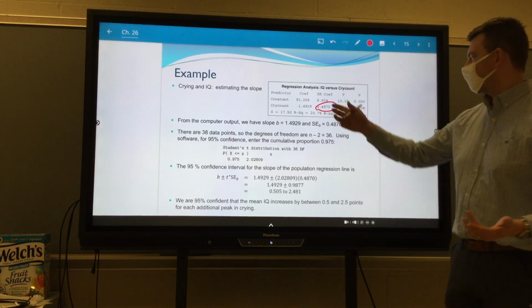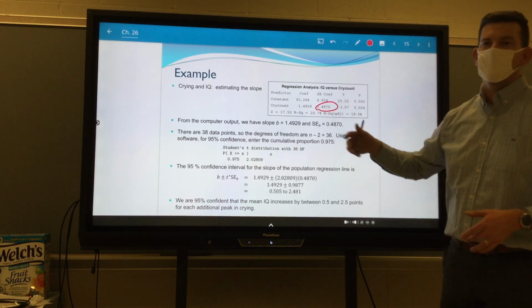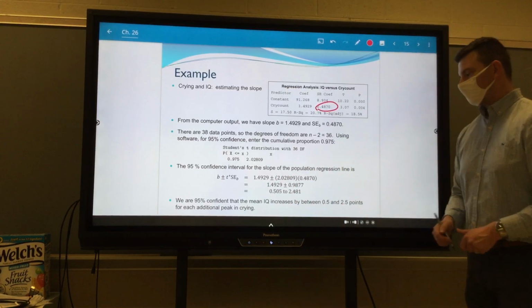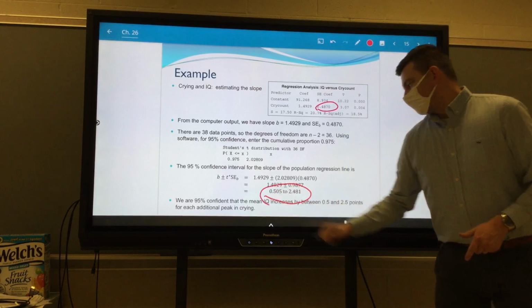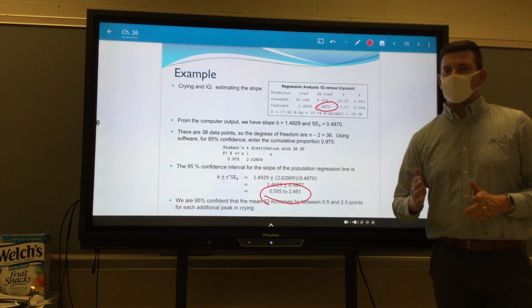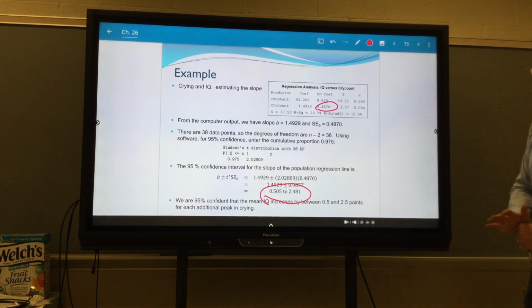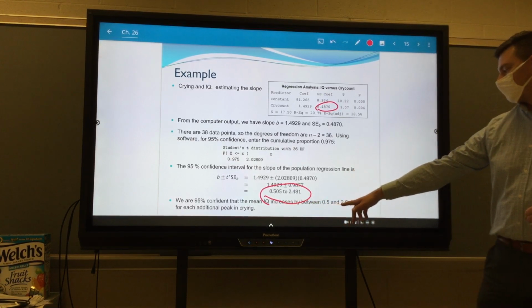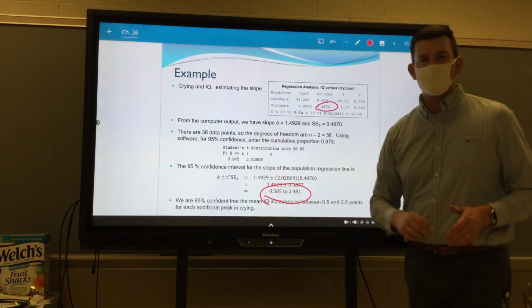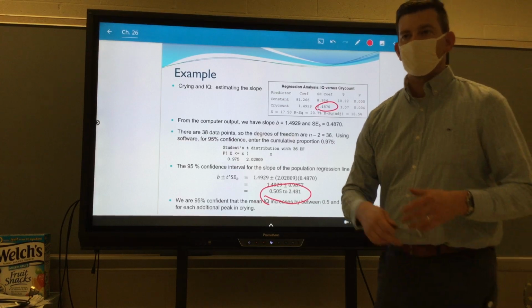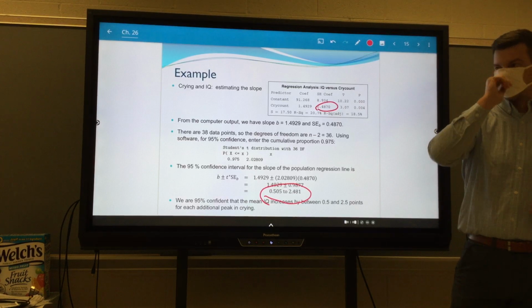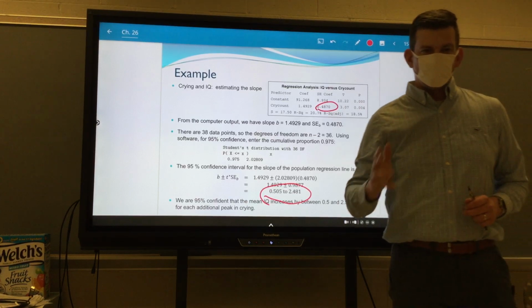Why would you do that? If you're letting technology spit this stuff out to you, you might as well let it calculate the confidence interval for you. Okay? Which is what we're going to do. Either way, get a confidence interval here about 0.5 to 2.5. We are 95% confident that the mean IQ increases between 0.5 and 2.5 points for each additional peak in crying. That is the slope, the population model's slope. Any questions with that?